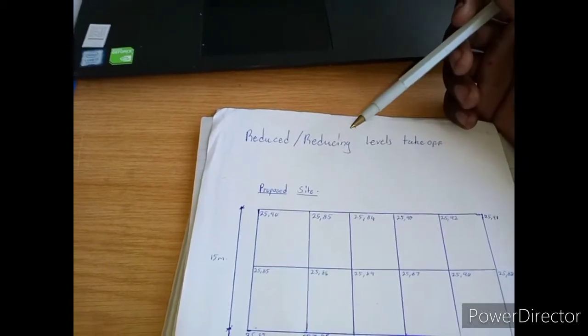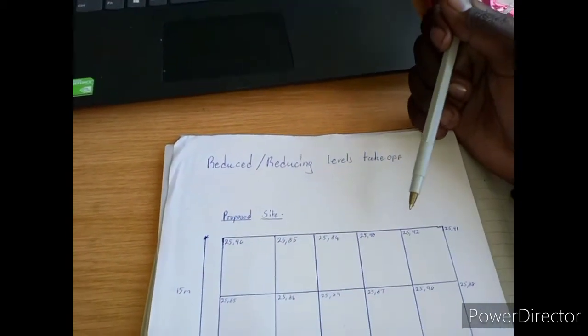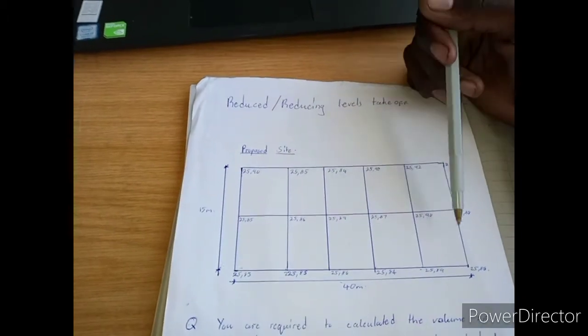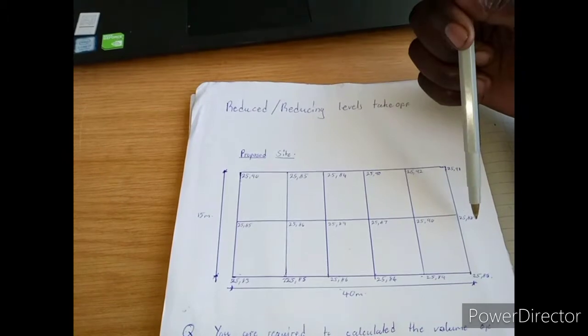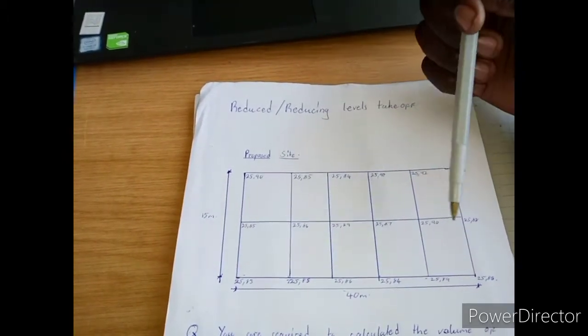So today we're going to do a reduced or reducing levels takeoff. So this is our proposed site. Right now it's in a grid format so as to know our levels.